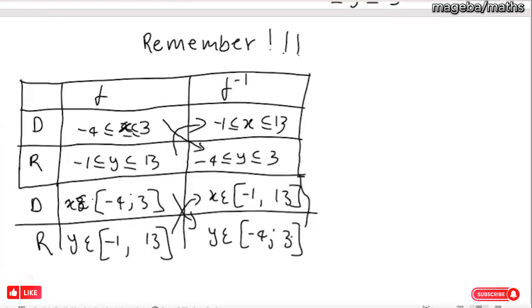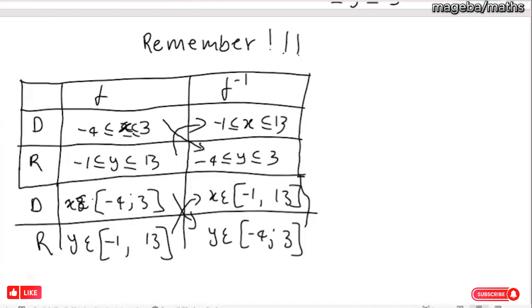It's an opposite. Remember, the inverse is an interchange of x and y. What was x is going to be y, what was y is going to be x. The inverse is always the interchange of x and y. So it's very important that you understand, the domain of the original function is going to be the range of the inverse, and then the range of the original function is going to be the domain of the inverse. It's very, very critical that you understand that one.